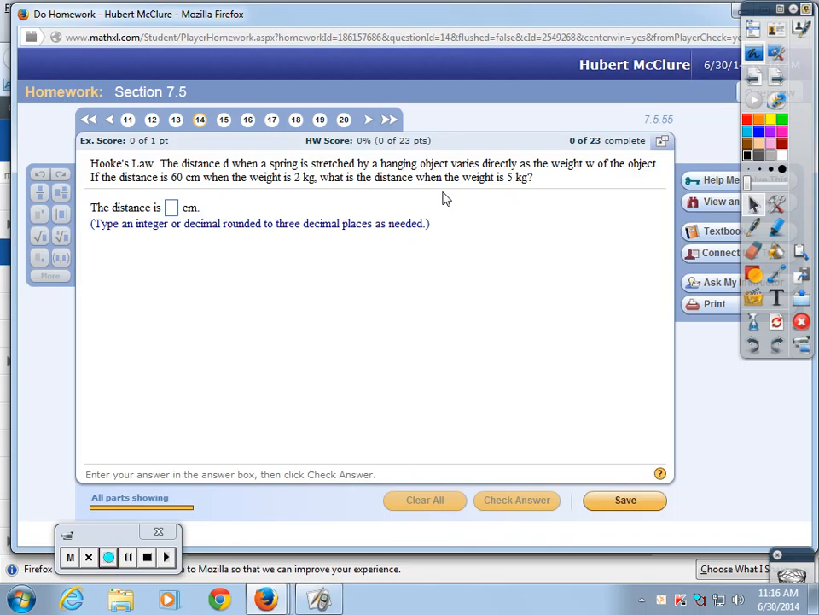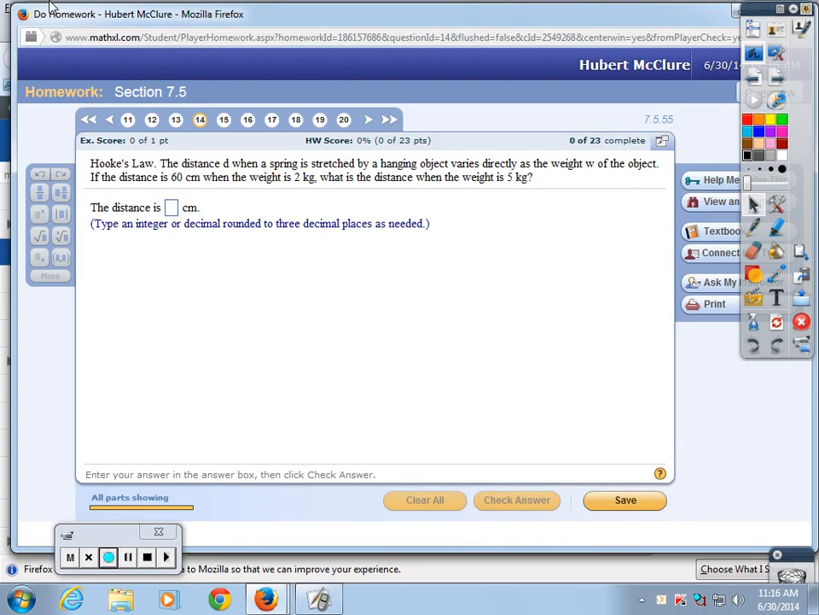And then the second part says if the distance is 60 centimeters when the height is 2 kilograms, what is the distance when the height is 5 kilograms? Comma separates part 1 from part 2. Part 2 is more information. So what you need to do is label this right here as your equation. Label this part 1, find K. Label this part 2, more information. And start doing it. Go ahead and start.